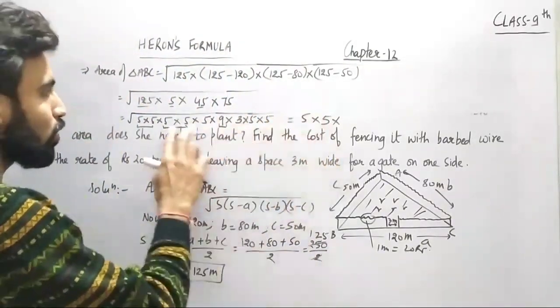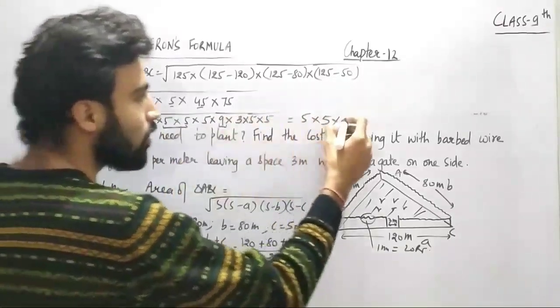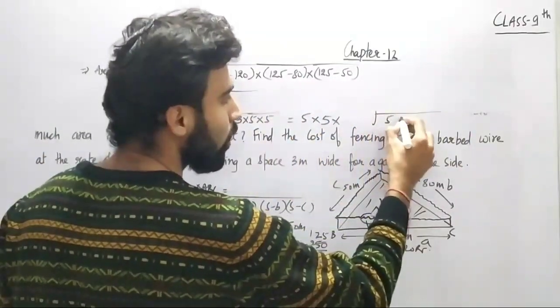So you can see this is another one. सो ये खत्म हो गया. Now you can see 1 5 is remaining here. सो ये अंडर रूट के अंदर ही पड़ा रहेगा.